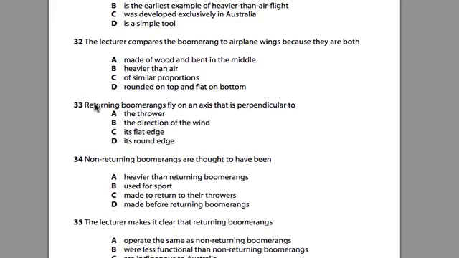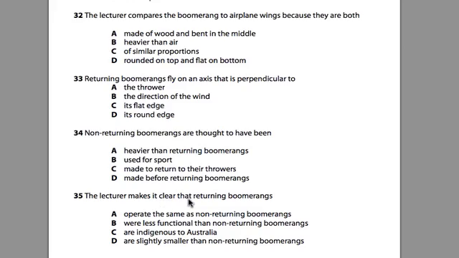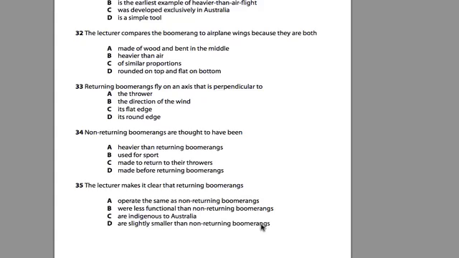34. Non-returning boomerangs are thought to have been... Okay, let's underline these words, returning and non-returning, because it looks like we have 2 different kinds of boomerangs. And, okay, now let's go to 35. The lecturer makes it clear that returning boomerangs, underline returning boomerangs, operate the same, or are less functional. Indigenous, to be native from an area, slightly smaller than non-returning boomerangs.